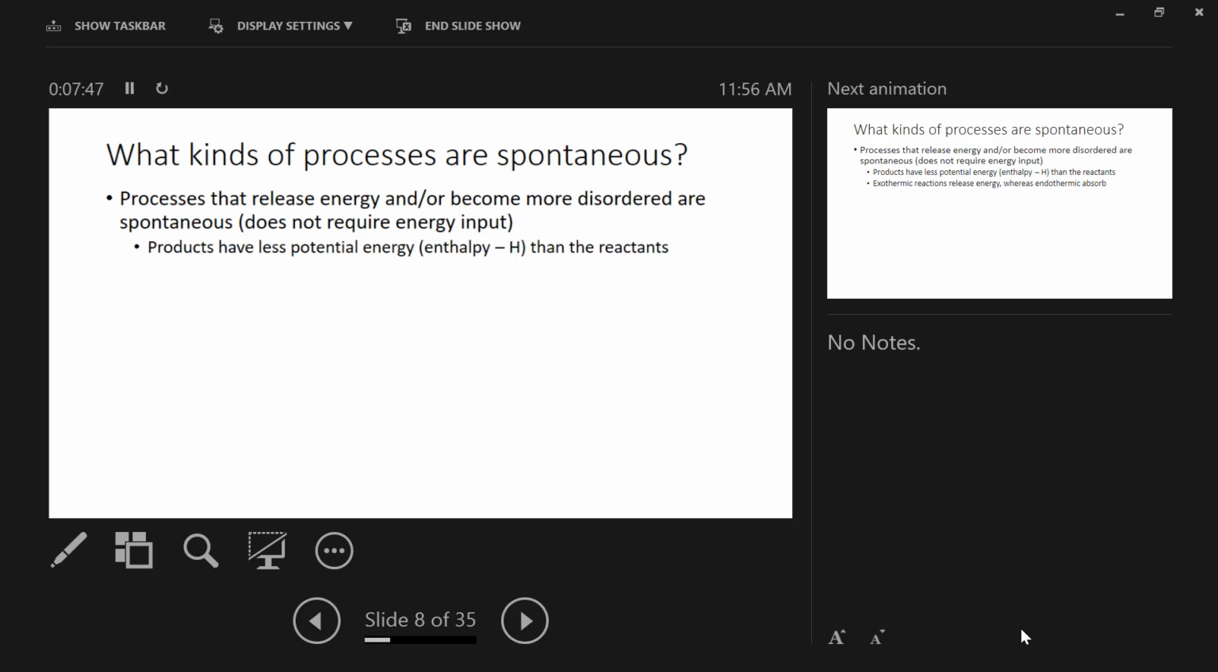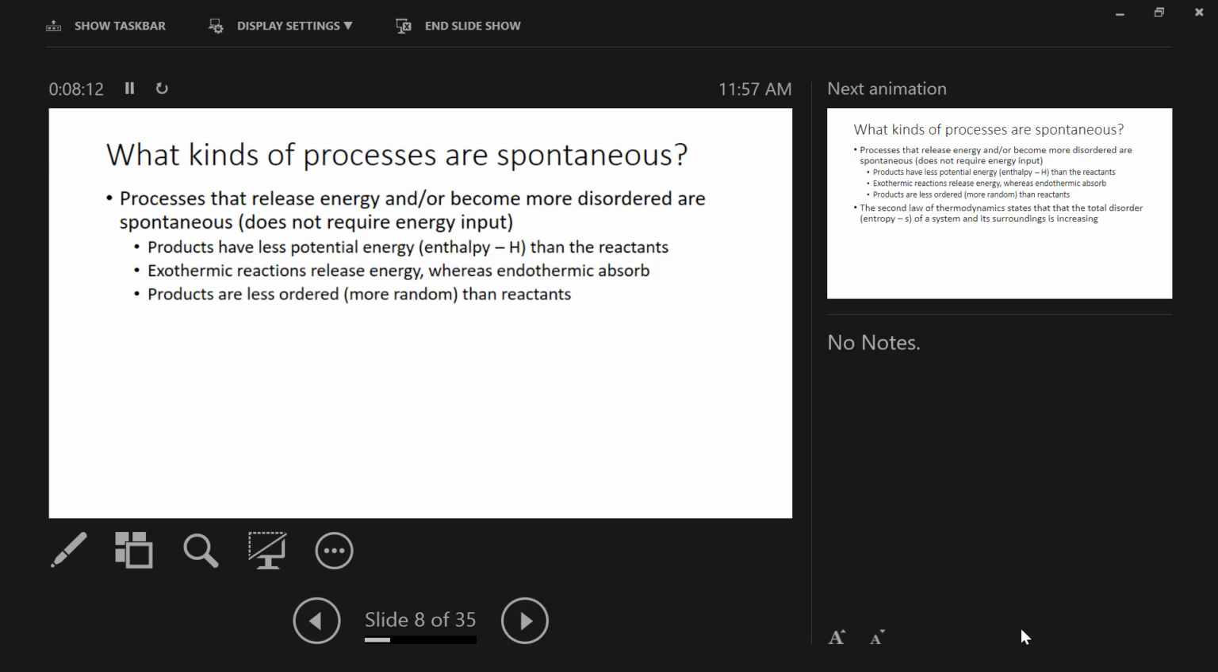All right. So products, in these situations, will tend to have less potential energy, or enthalpy, than the reactants in spontaneous processes. It's not always the case, but it's mostly the case. And then we've got a couple of terms that you've talked about in chemistry, I'm sure. Exothermic reactions release energy. Endothermic reactions absorb energy. And then the products tend to be less ordered, more random than the reactants.